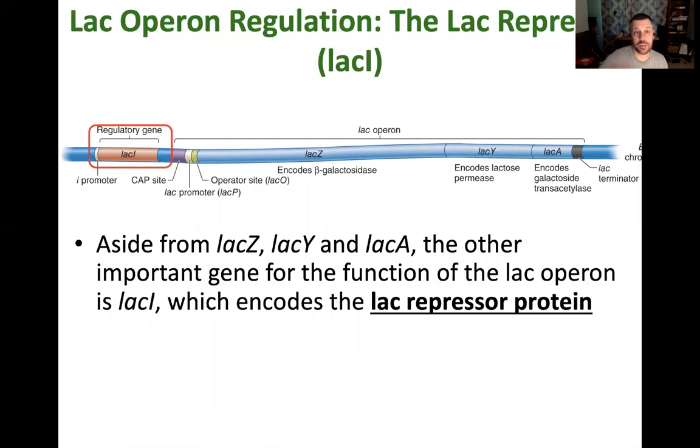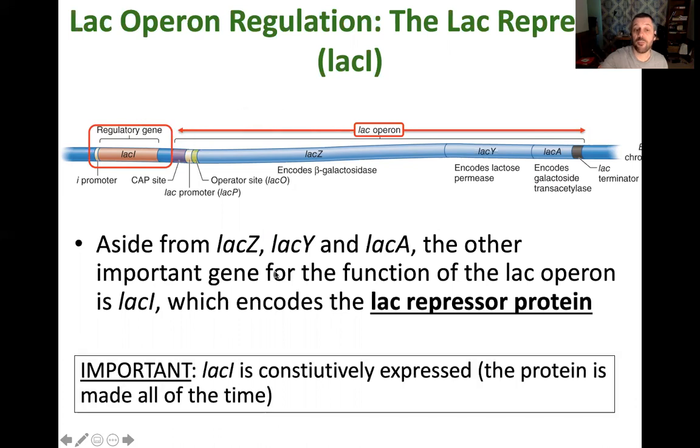So here it is on the left. This regulatory gene makes a repressor protein. But notice that it's not part of the Lac operon itself, which is separate from the regulatory gene. Very importantly, the Lac-I gene product, the Lac repressor, is constitutively expressed, which means that this gene is always on, just making Lac repressor constantly. And that's going to become important when we talk about the regulation of this operon.